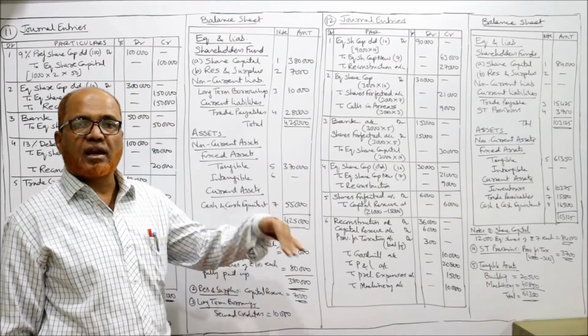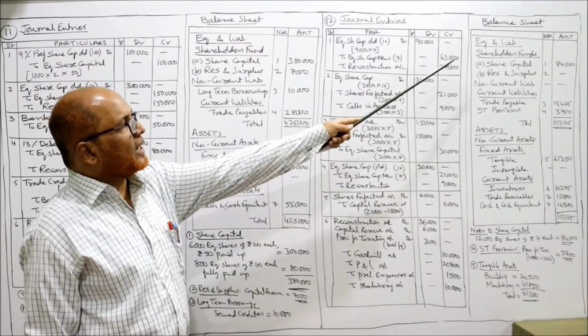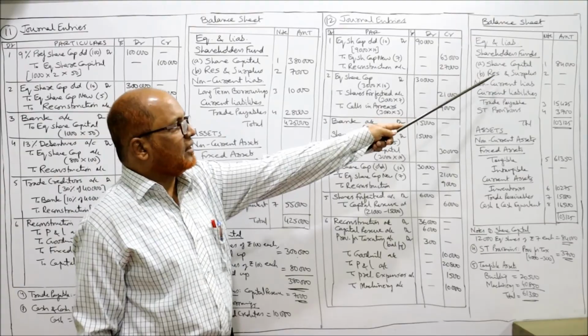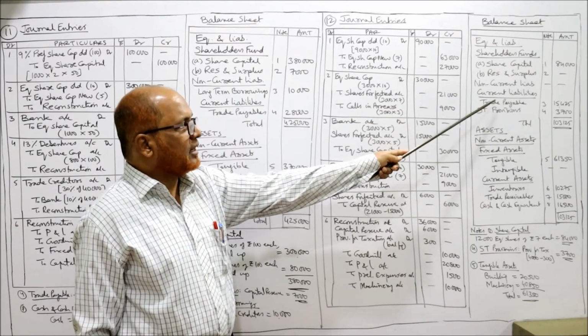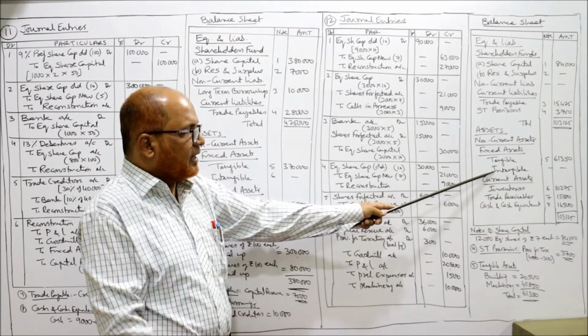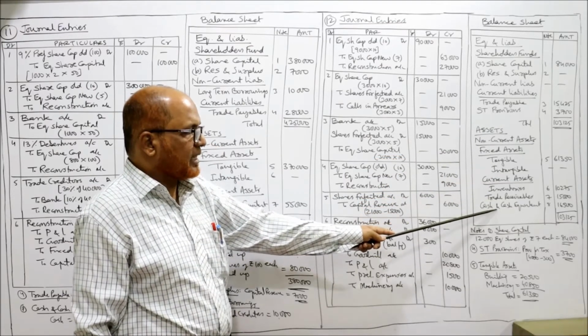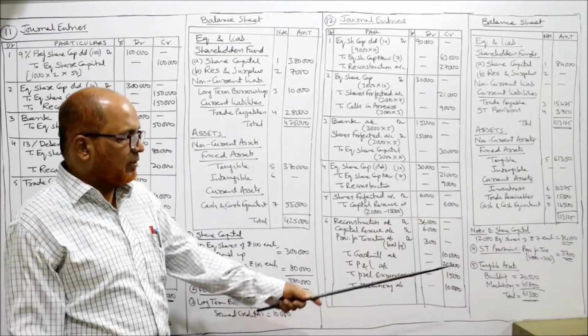Now we have to make a revised balance sheet after capital reduction. So equity and liability: shareholders' fund, share capital 1, reserves and surplus 2, non-current liability is not there, current liability, trade payable, short-term provisions, then assets: tangible, intangible, inventories, trade receivable, cash and cash equivalent. The blank balance sheet we have prepared. Now in notes we will take one by one.